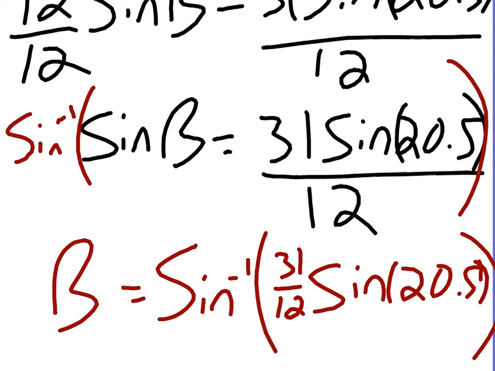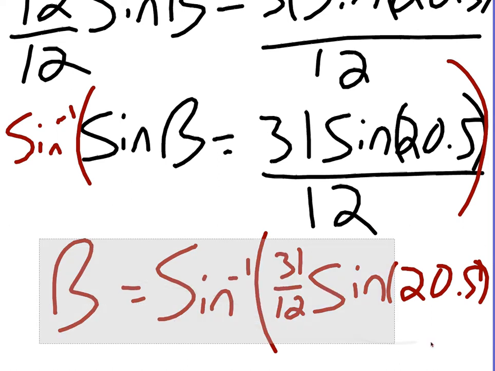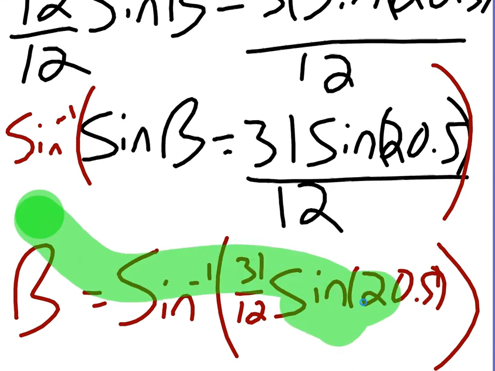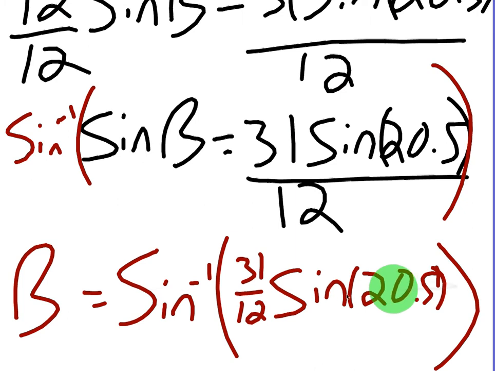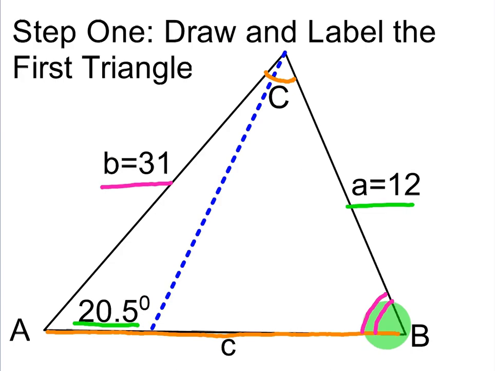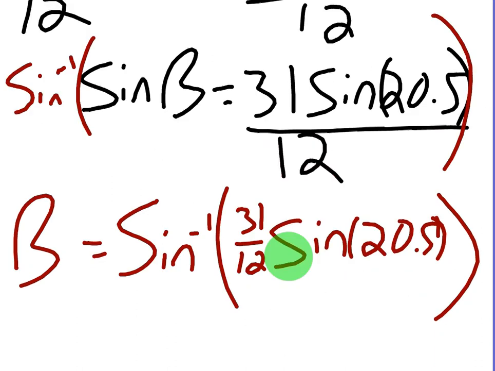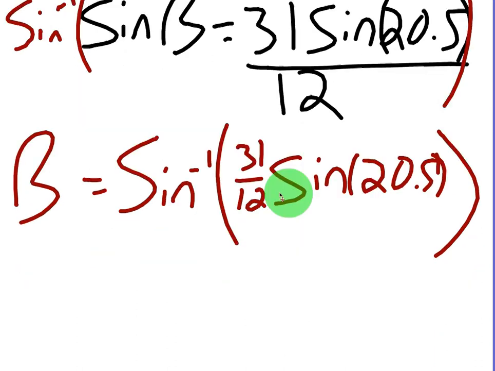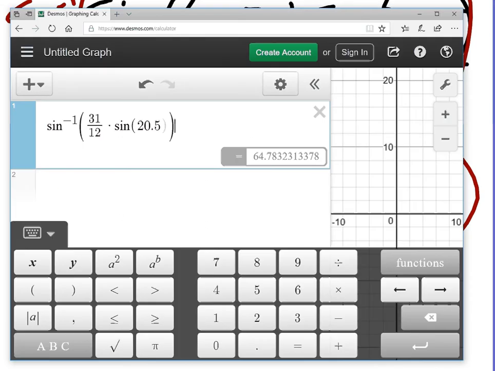All right, now the thing is, this does have two possible answers. So we have to be aware of that when we're plugging this in, that this is going to have two possible answers. So let's go to the calculator, plug this in, see what we get for B. And you want to keep in mind this diagram, because we talked about the fact that big B can change depending on how we swivel this side. Okay, so I've plugged this into my calculator. Make sure it's in degrees, and I got 64.783.